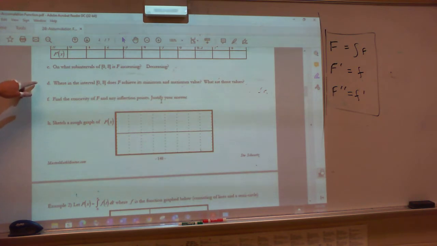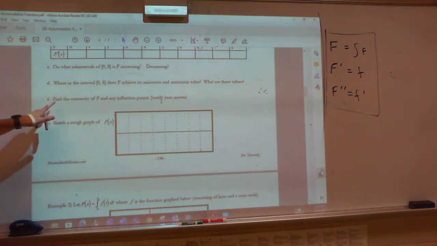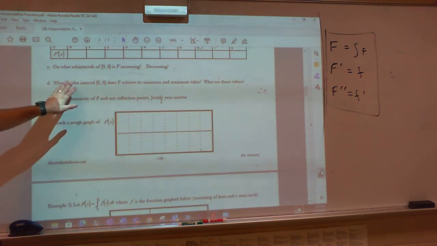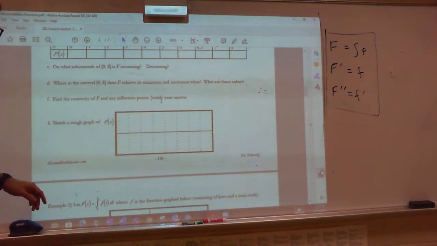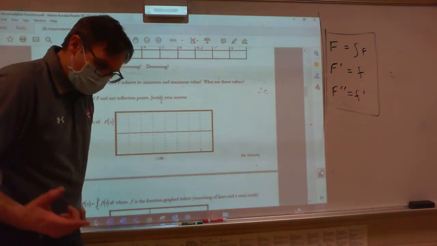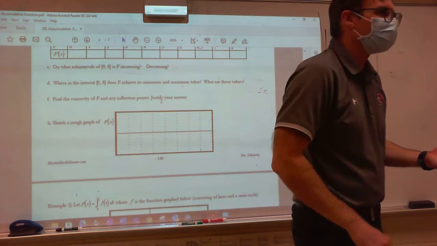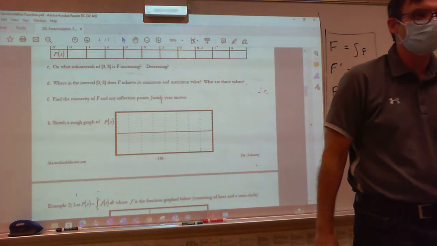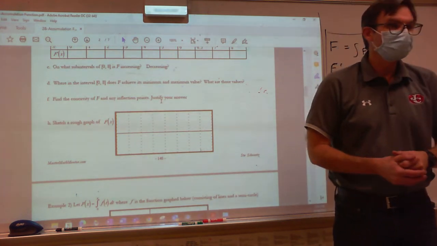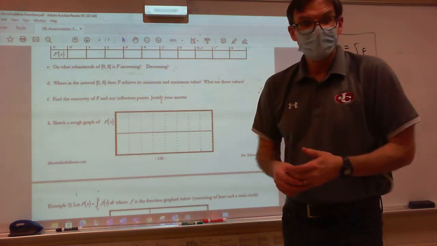Okay, so I'm just going to read the questions. It says, where is this increasing? Where is it decreasing? Where does it achieve a maximum and minimum? Find concavity and points of inflection. What does that remind you of? If they talk about increasing, decreasing, concave up, concave down, points of inflection, when did we do stuff like that? Curve sketching. Remember that we did that? Those are terms we did in curve sketching.